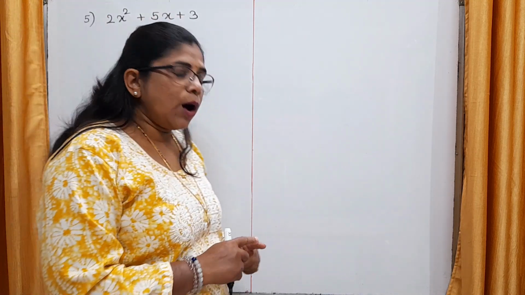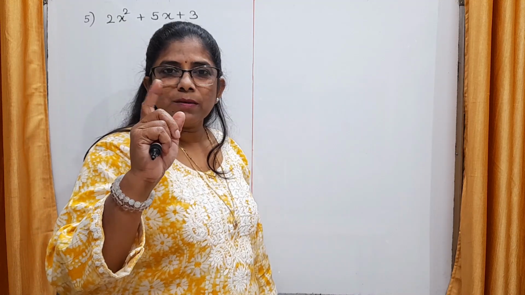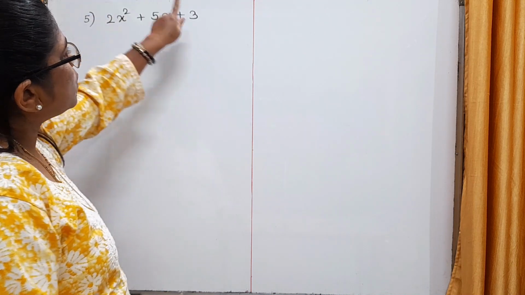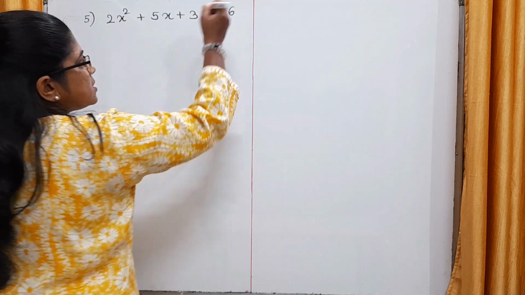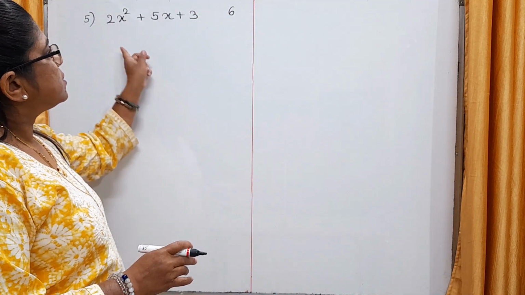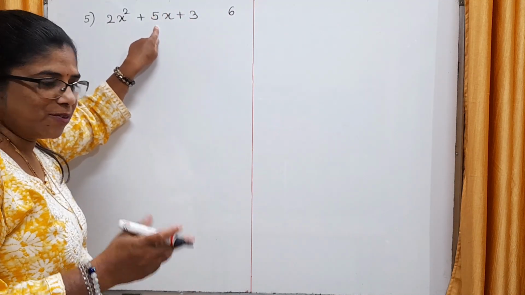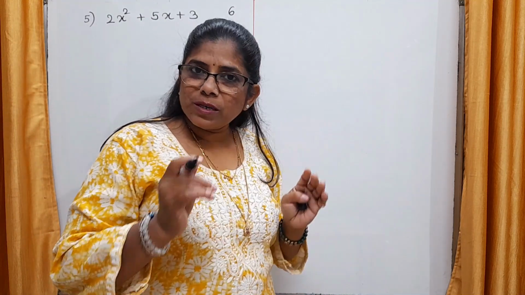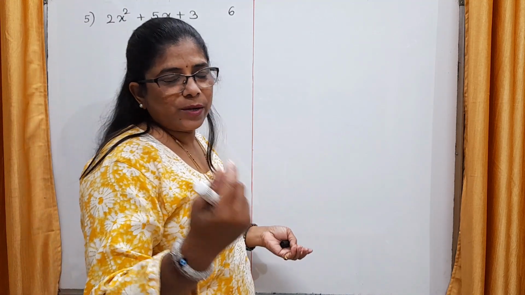So in this case, how to split the middle term? Here we just have to do one simple thing. We have to multiply this first coefficient with the last term, meaning here 2 into 3. 6 is the product. We have to find the numbers whose product is 6 and sum is 5, as it is plus 6. Numbers are quite simple, that is 2 and 3.